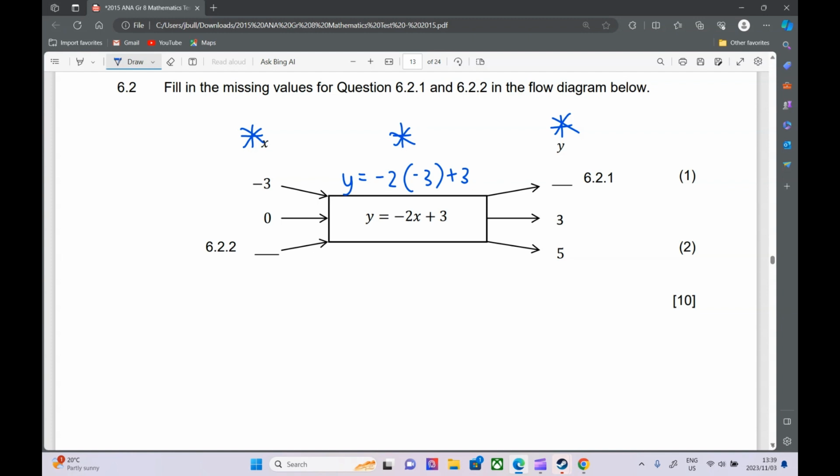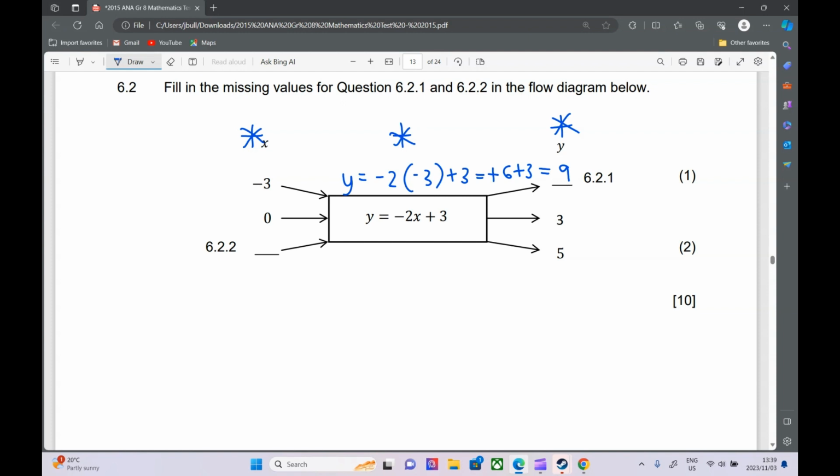Okay, this works out then. So we've got minus 2 times minus 3. A minus times a minus gives you a positive. 2 times 3 is 6. Add 3. And so we're going to end up with our y value then: 6 add 3 is 9.